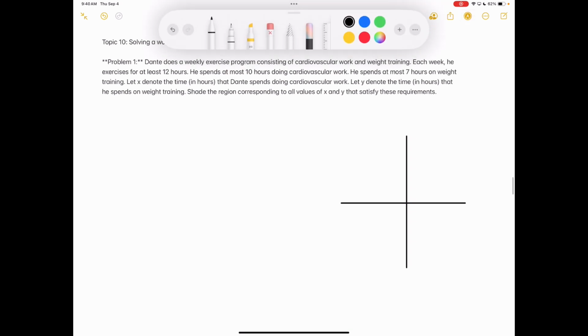All right, here's the one that will probably pop up on the test that I changed it to. This one kind of puts together what we've been doing recently. Dante does a weekly exercise program consisting of cardiovascular work and weight training. Each week he exercises for at least 12 hours. That's always the part that I like to write. It just helps me come up with it.